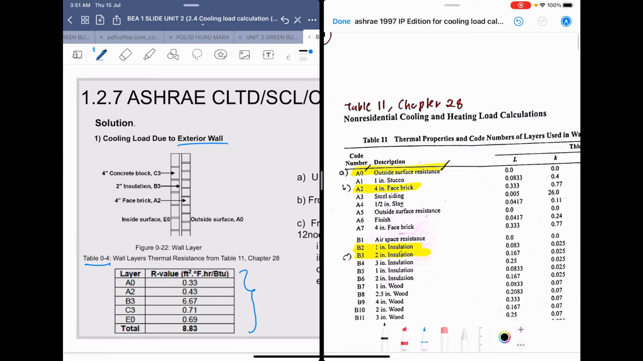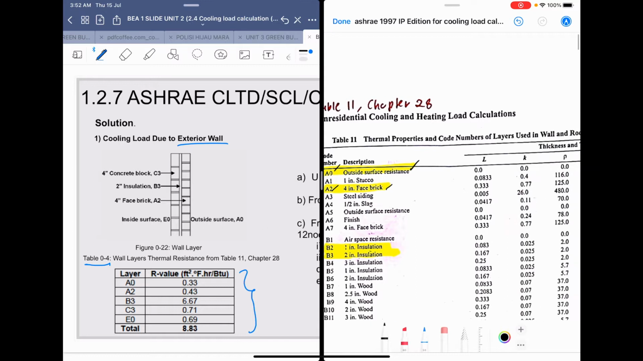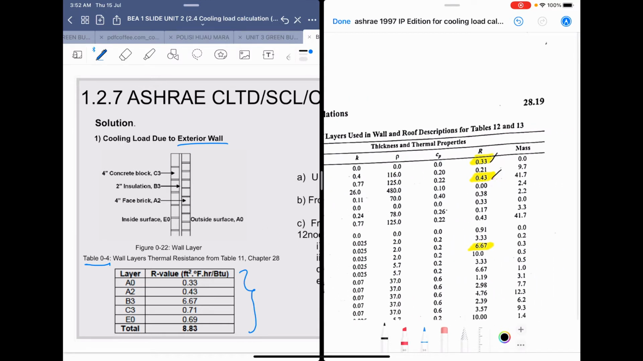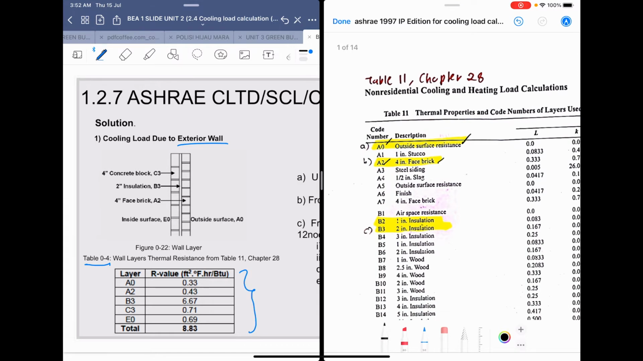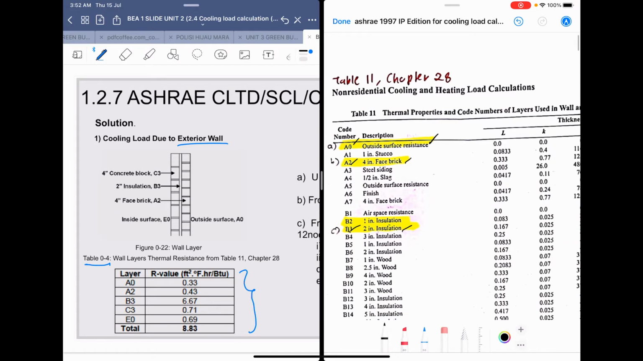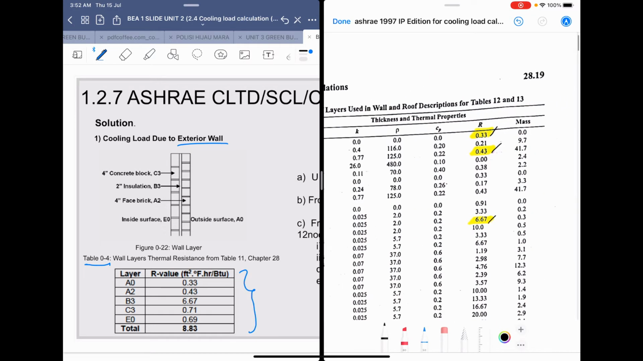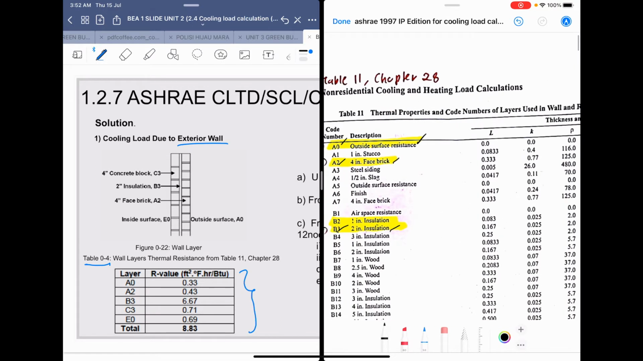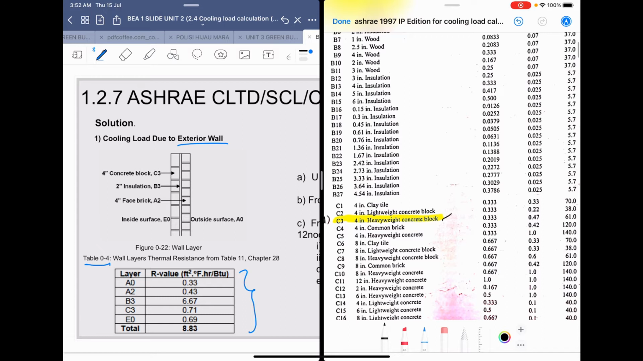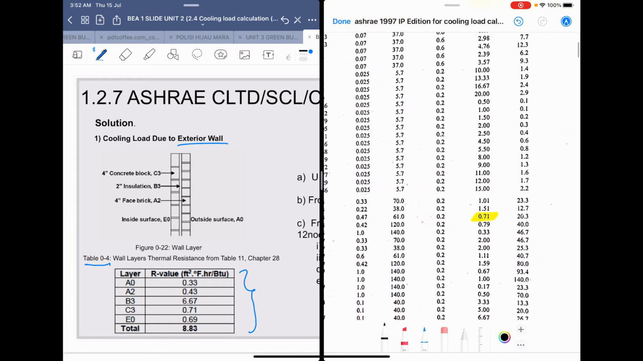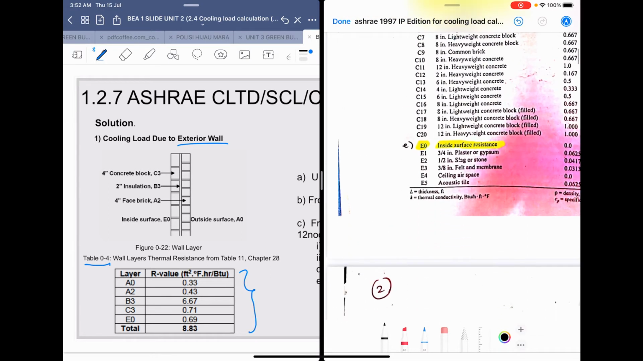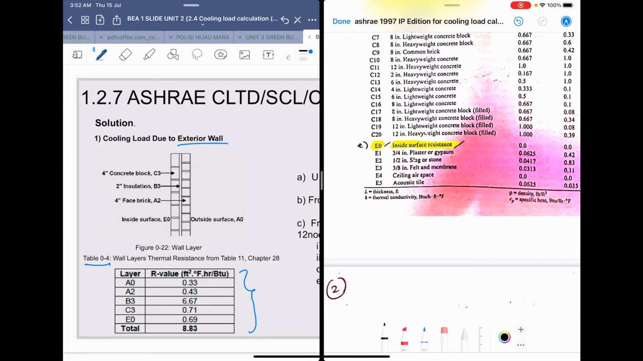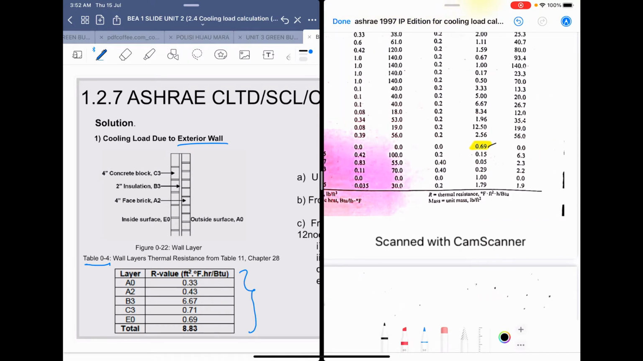Then goes to the A2, 4-inch face brick, the resistance is 0.43, followed by B3 insulation, 6.67 resistance, C3 heavyweight concrete block, the resistance is 0.71, and lastly EO, inside surface resistance, the resistance is 0.69.